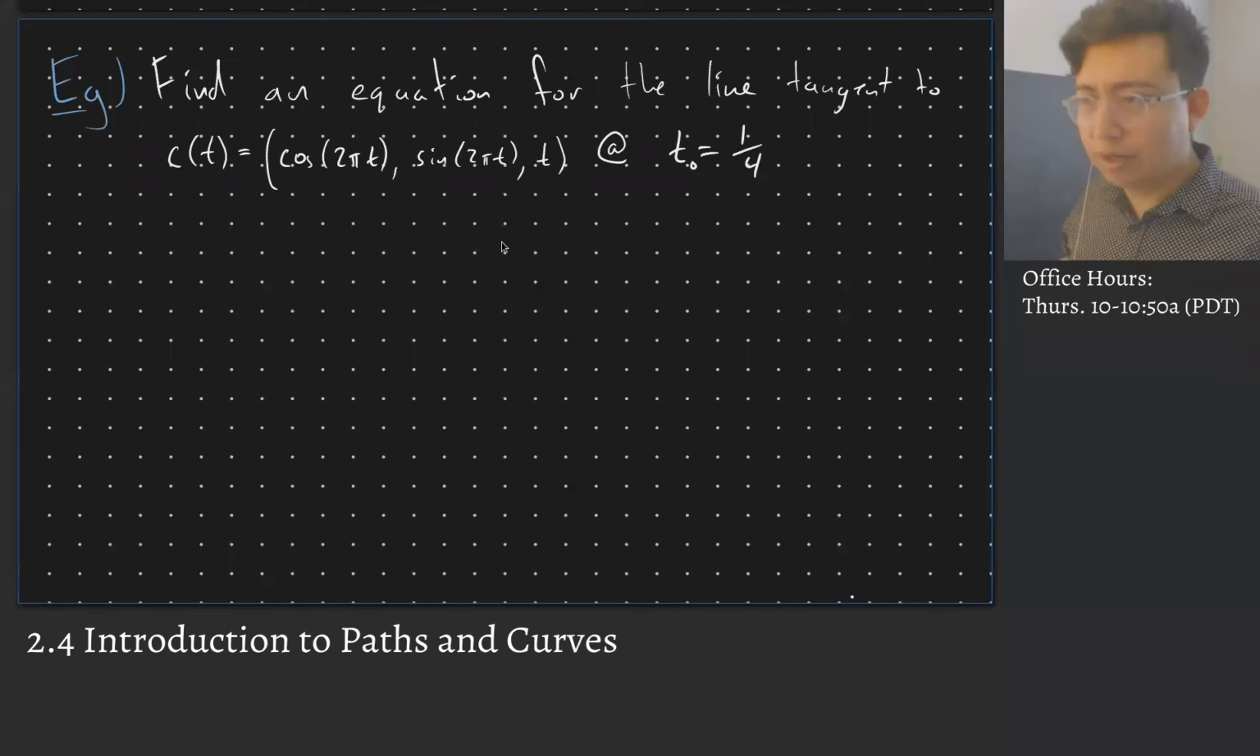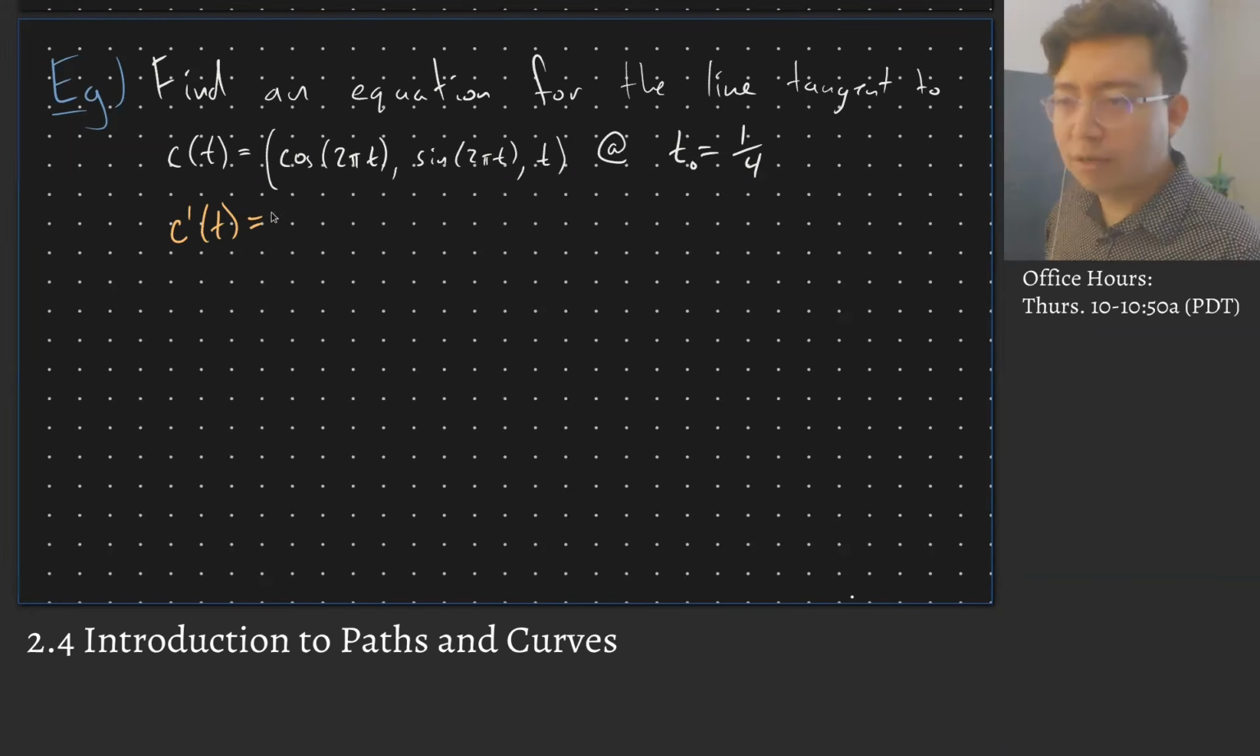Okay, so we want an equation for the line tangent to this point. So we have c of t. Let's compute c prime of t. That's the first step. The order in which you do the steps is not super crucial in this case. So here let's compute the derivative.